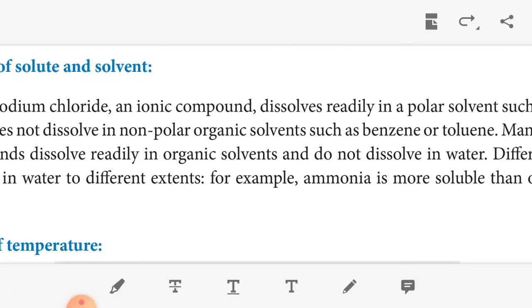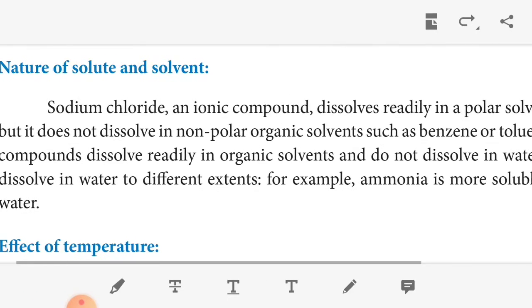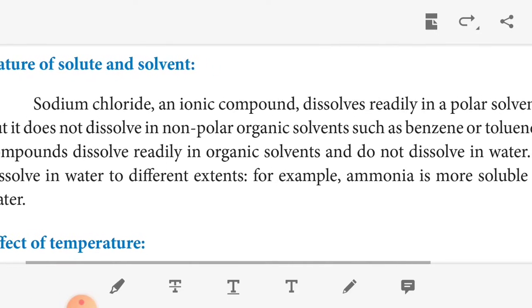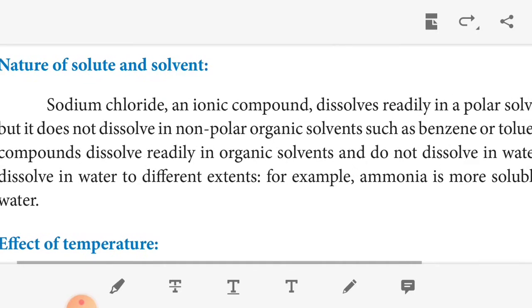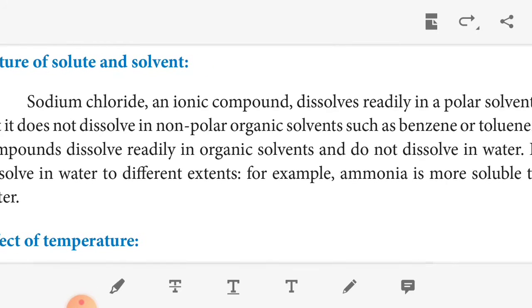That means sodium chloride dissolves in water, not in an organic solvent such as benzene or toluene. Many organic compounds dissolve readily in organic solvents but do not dissolve in water. So many organic compounds dissolve only in organic solvents, not in water. Okay, so different gases dissolve in water to different extents.